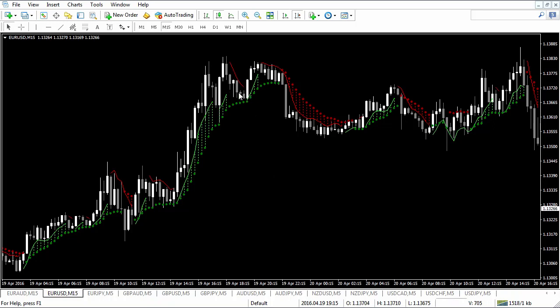Again, when we got price inside of the cloud, we have a sideways and potentially ranging market. And then from there, the price is going to break out, and often it gives us a trading opportunity.